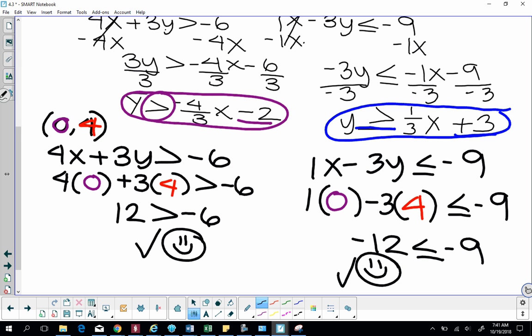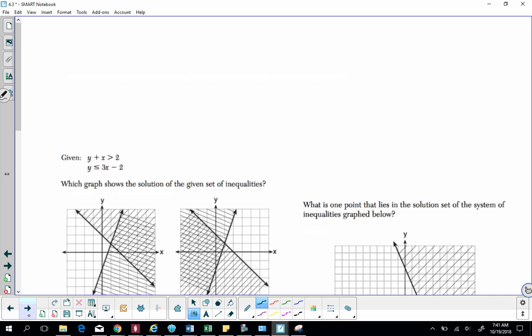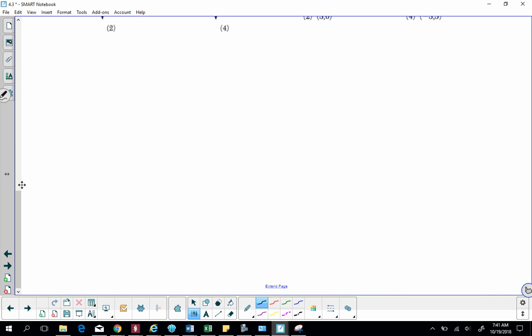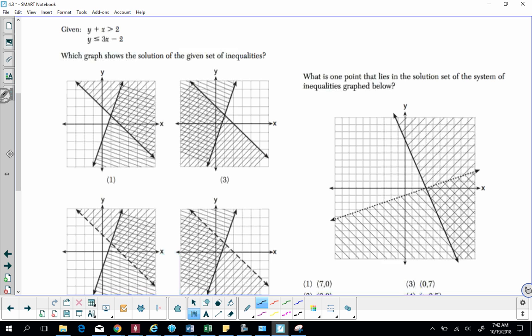Even when you're looking at your packet for today, see how it looks like this? These are the type of multiple choice questions you would see. They would look like this. And you can even take a point that's in the solution and see which one of them works, right?